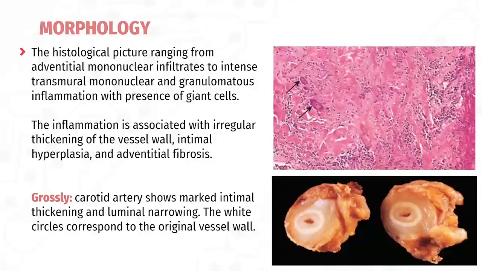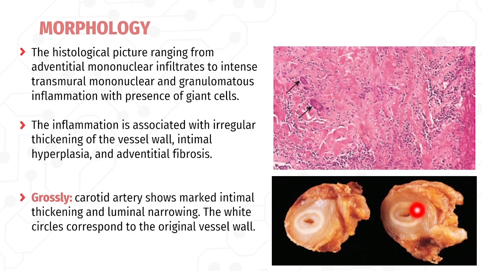In the morphology, the histological picture ranges from adventitial mononuclear infiltrates to intense transmural mononuclear and granulomatous inflammation with the presence of giant cells. You can see in this slide that there is destruction and fibrosis of arterial media associated with mononuclear infiltrate and giant cells. The inflammation is also associated with irregular thickening of the vessel wall, intimal hyperplasia, and adventitial fibrosis.